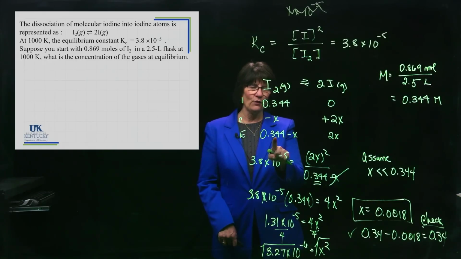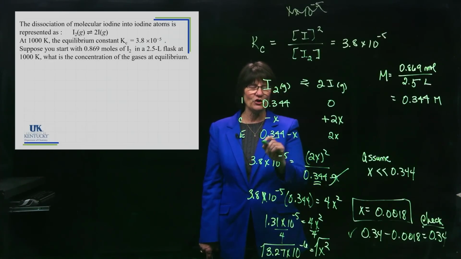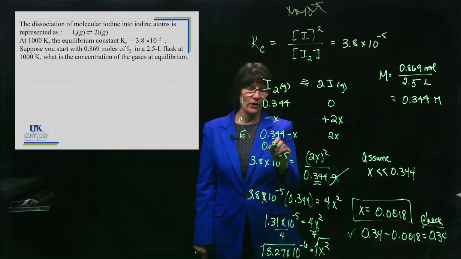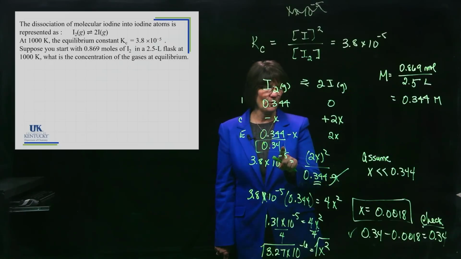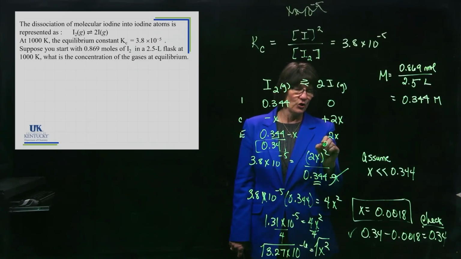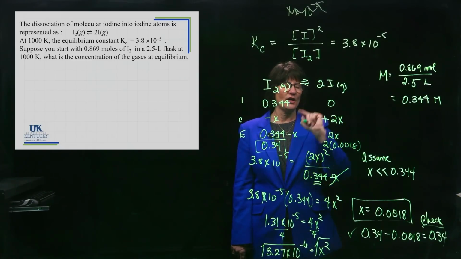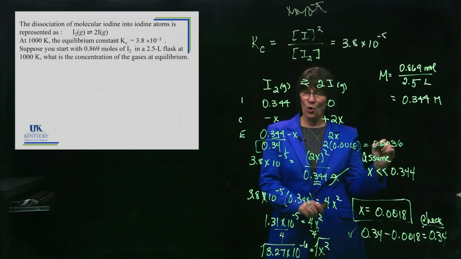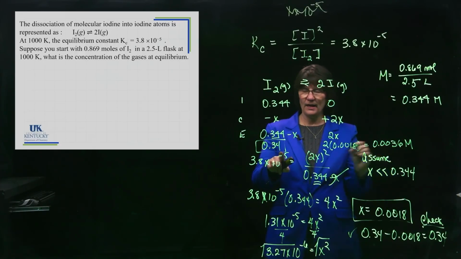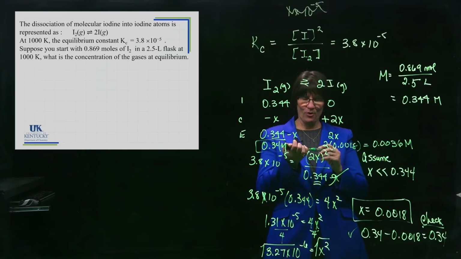If I take 0.344 and subtract 0.0018 and keep it to 2 decimal places, I will have 0.34. Okay, because 0.0018 still gives me 0.34. If I take 2 times 0.0018, I will have the concentration of I at equilibrium, and that is 0.0036. What are the units? Molarity and molarity. Okay, so now we have officially finished this problem.